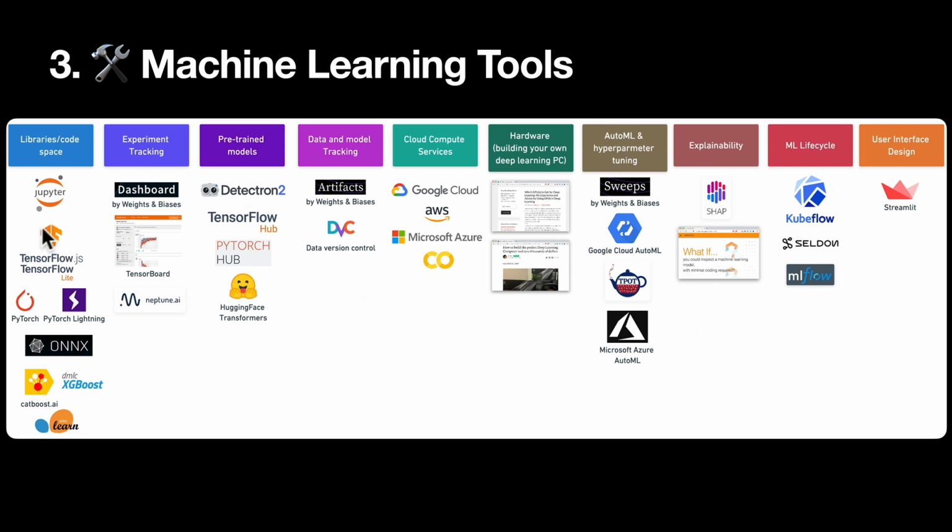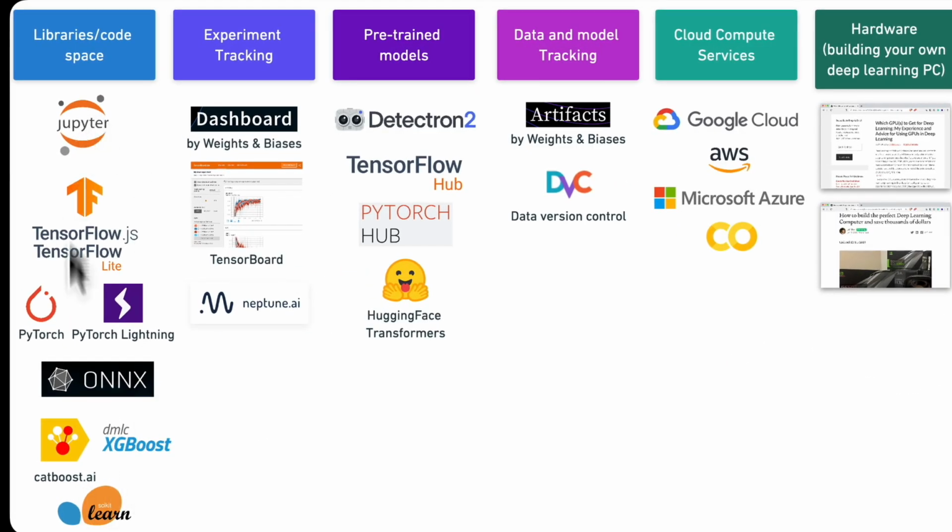Now, if we go through these, I'm not going to go through each one of these, but this is probably the main stack you'll be using to write machine learning code right here. Jupyter Notebooks, TensorFlow. If you want to do TensorFlow for the web, you'll use TensorFlow.js. If you want to do TensorFlow on a mobile device or a small computer like a Raspberry Pi, you'll probably use TensorFlow Lite. PyTorch is very similar to TensorFlow. PyTorch Lightning is like a wrapper of PyTorch. ONNX is Open Neural Network Exchange, which basically converts your TensorFlow or PyTorch model into another type of machine learning model that can be run across many different types of hardware.